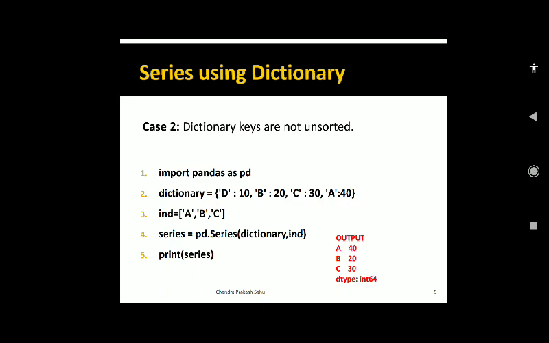So we can create a series using the dictionary whether it is sorted or not sorted. Simply, the elements of the index list will be matched with keys of the dictionary and their corresponding values will be treated as values of the series.